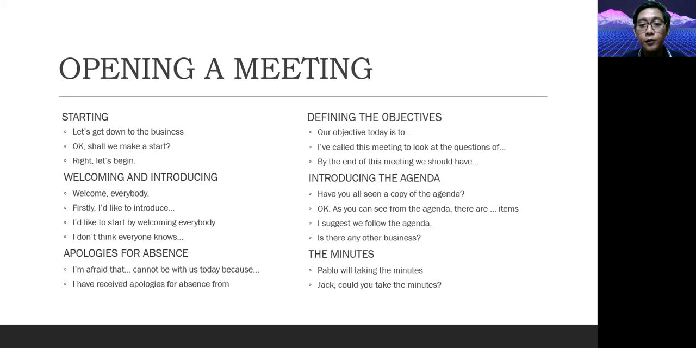Now the expressions for defining the objectives. The first one is, our objective today is to discuss our plan, for example. The next one is, I've called this meeting to look at the question of Baruch, for example. And then, by the end of this meeting, we should have something, for example.